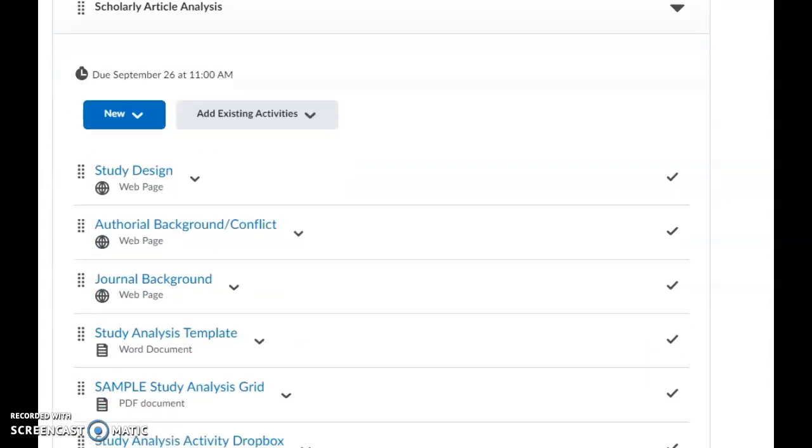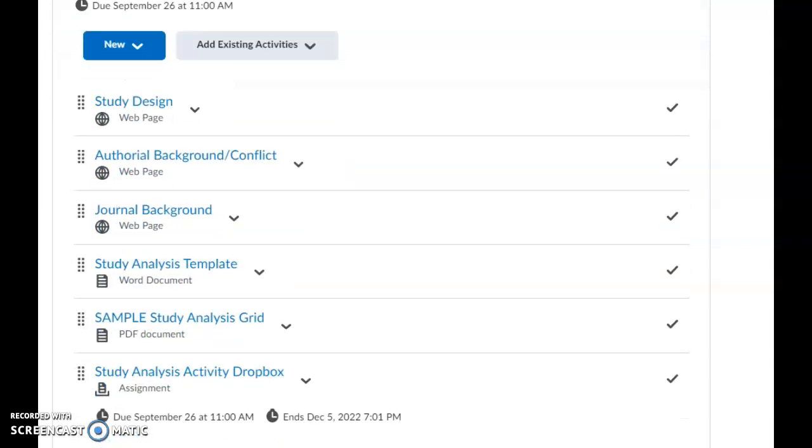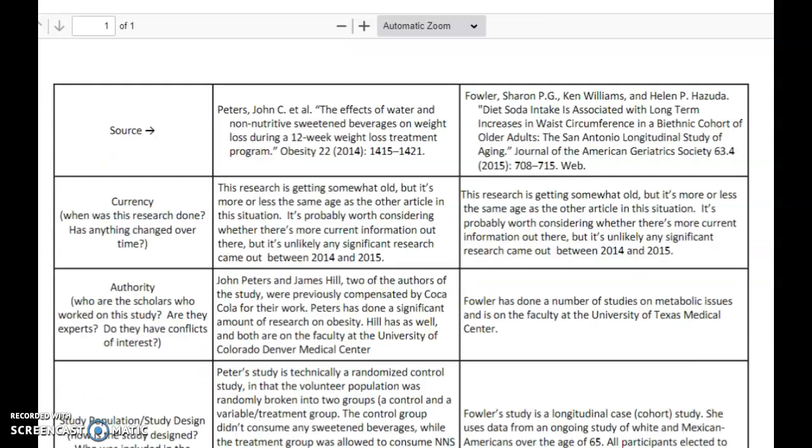Okay? So, I want to pop in here and take a look at this real quick. Now, the activity that we're looking at here is this template right here. And I'm actually going to show you a sample of it filled out here. That template is just a document that you can fill in, okay? In this case, I filled it in with the information from the 2 diet soda articles you guys have been discussing in your discussion groups.